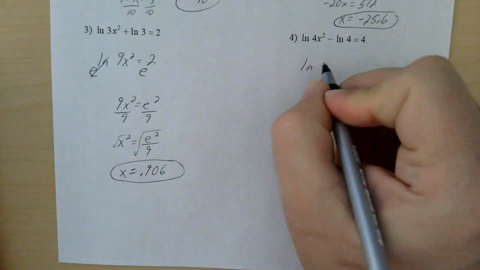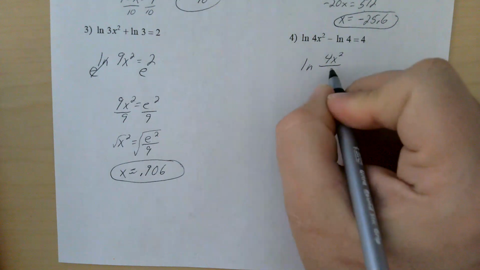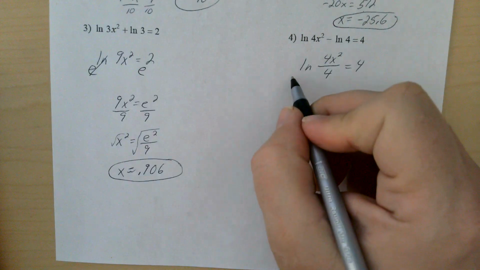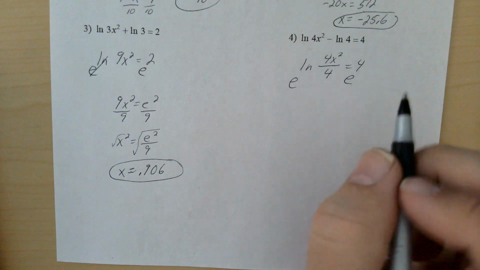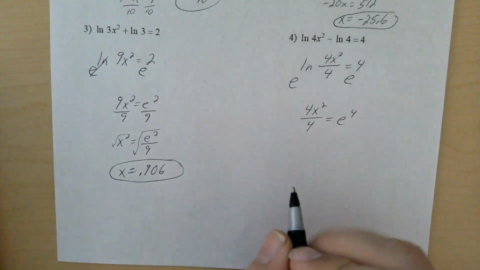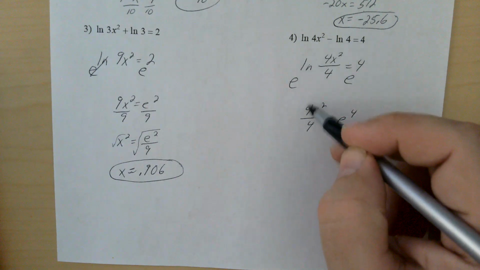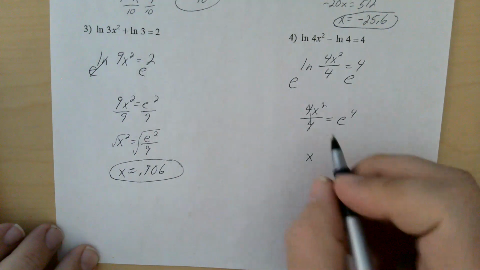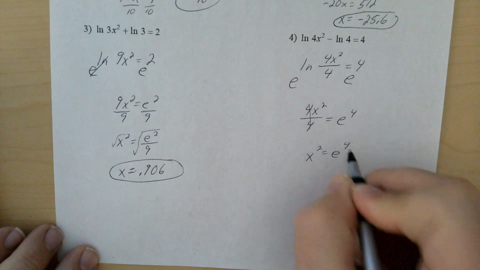Okay, last one is our first problem where we have to divide because I see a minus sign. So when I condense, I'm going to have a 4x squared up top, and then I have this 4 in the bottom, and it's going to equal 4. So what we need to do is get rid of ln by exponentiating with the base e. 4x squared divided by 4 equals e to the 4th. I'm hoping you're going to realize these 4s will cancel out. So I can just wipe out those 4s, and then really what we're going to be left with is x squared equals e to the 4th.